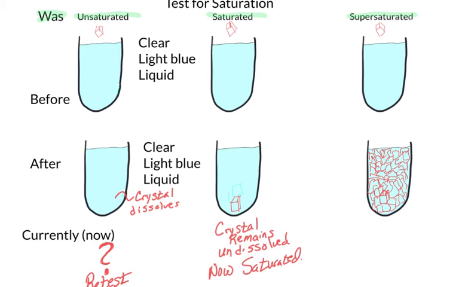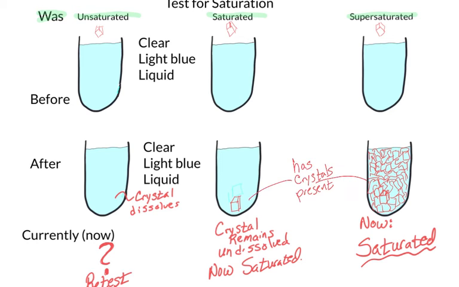And finally, we look at the supersaturated solution. After the crystals are added, the solution is now just saturated. It is not supersaturated. And how can we tell? Well, notice that there are crystals in the container. Just like the saturated solution, having crystals in the solution is one good sign that you have a saturated solution. So after adding the crystal, the unsaturated one is now, we don't know. The saturated one is still saturated, and we can tell. And the supersaturated one has become saturated. And again, we can tell because we see the crystals.